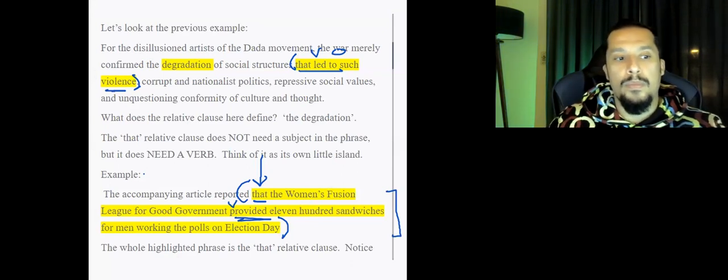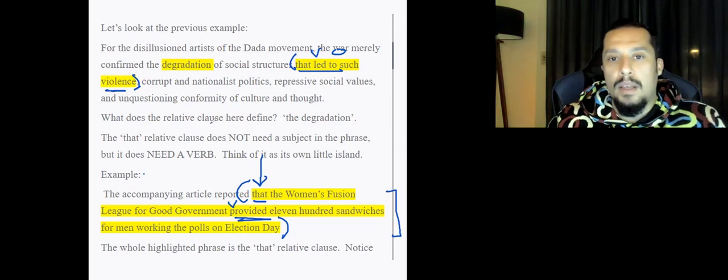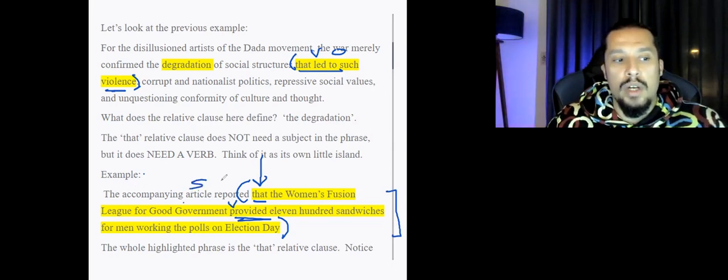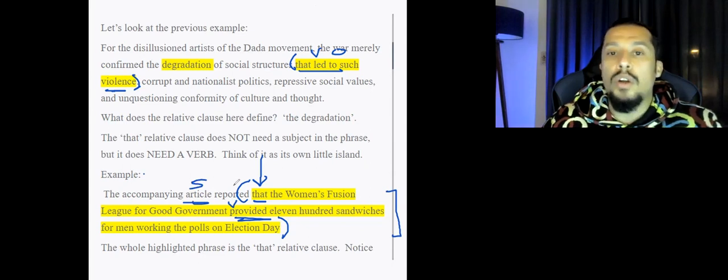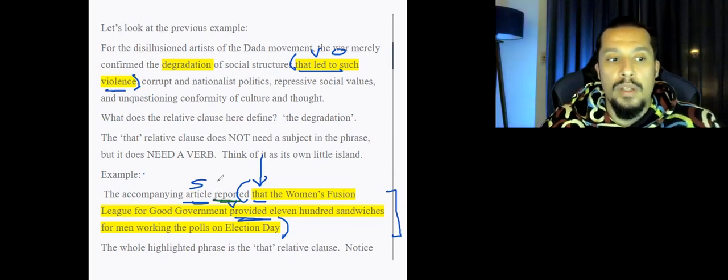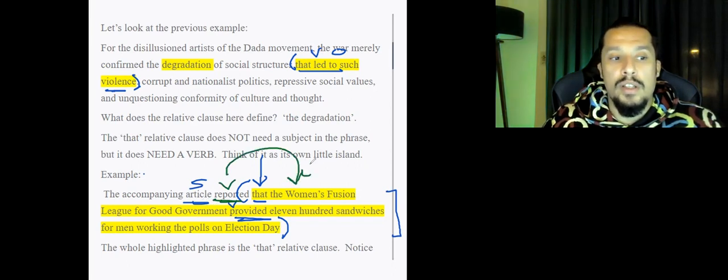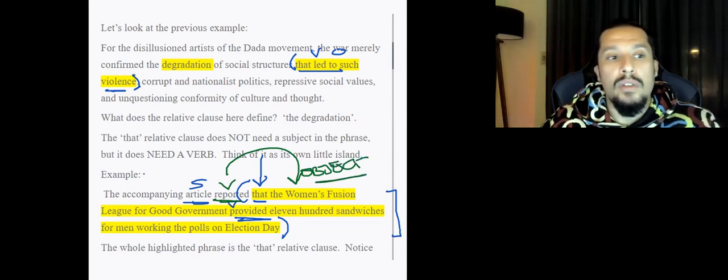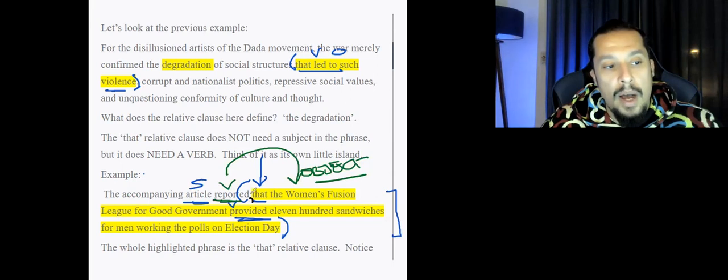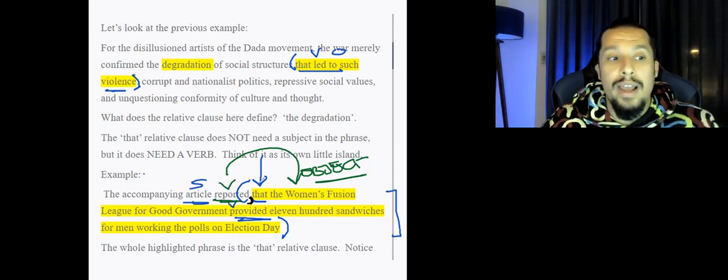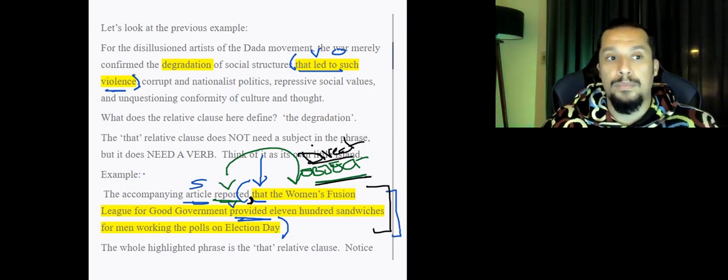So, a question: what does that relative clause do? Right? Here, the accompanying article, the article is the subject, the main subject. What did the article do? The article reported, the verb, right? Reported what? That the women's fusion, this is my object. That's also why we can't put a comma before that, because usually the whole relative clause is the direct object of the verb.